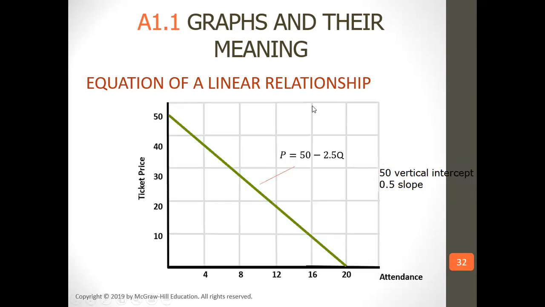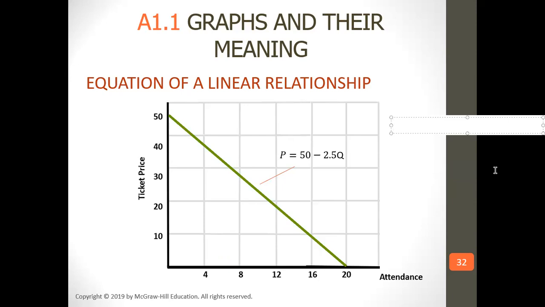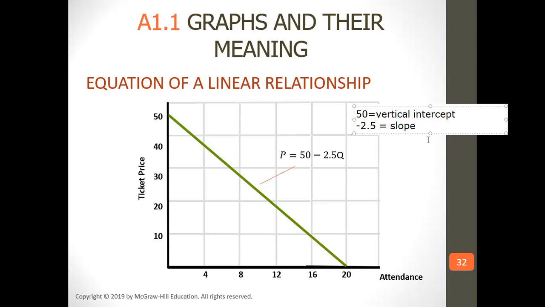So then with that, how would you find the vertical intercept of this one? Anybody want to take a guess? The vertical intercept of this one. So it's going to be 50. And what about the slope? What's the slope? 2.5. Great. Yeah, negative 2.5. And is it a direct relationship or is it an inverse relationship? Inverse. Great. Excellent. Perfect.